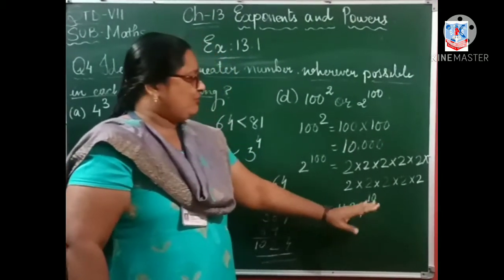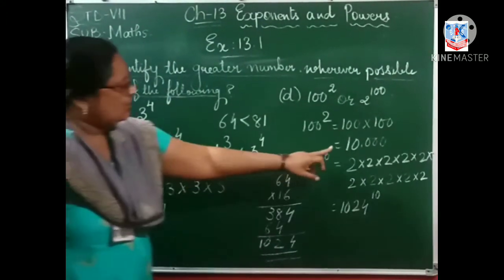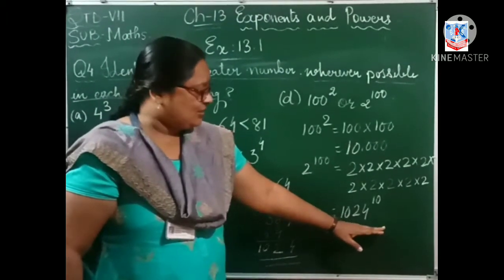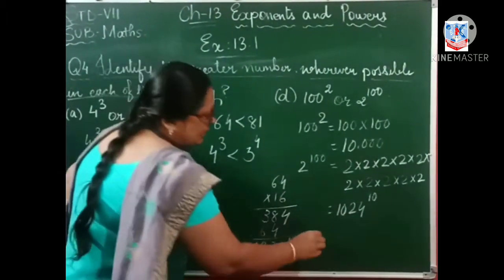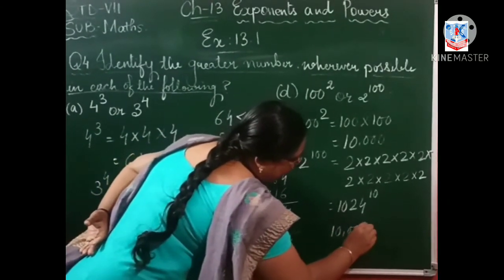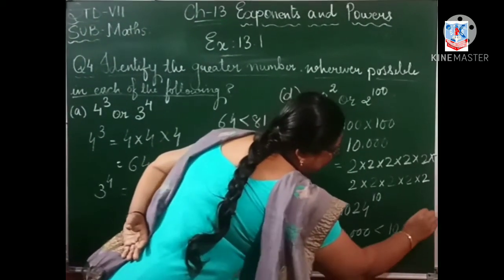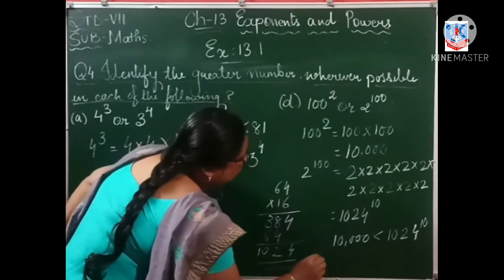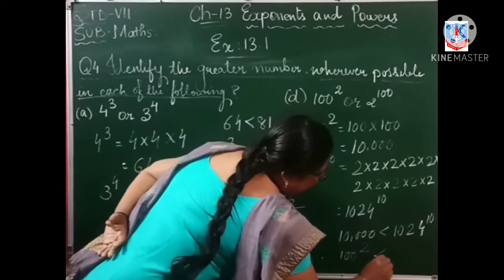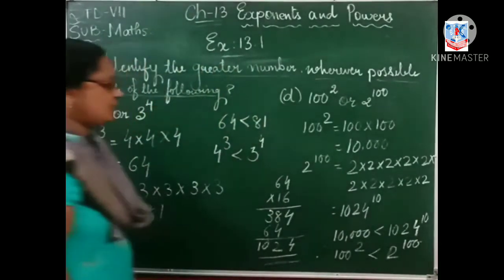1024. Obviously, which is greater? If this is 10,000 and here, when we multiply, it will be a large sum, so this one is greater. So 4 raised to the power 10, therefore 100 raised to 2 and 2 raised to 100. Understood?